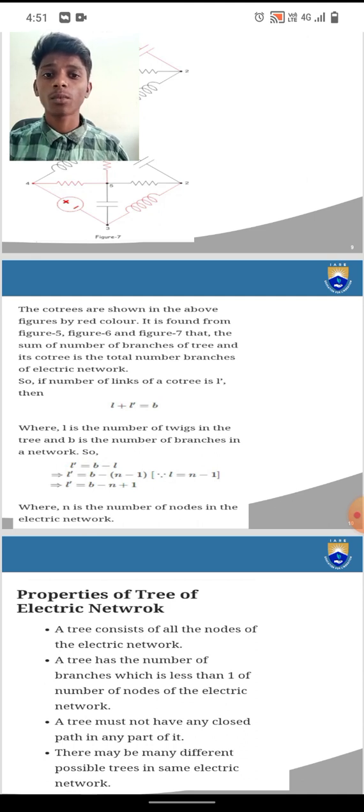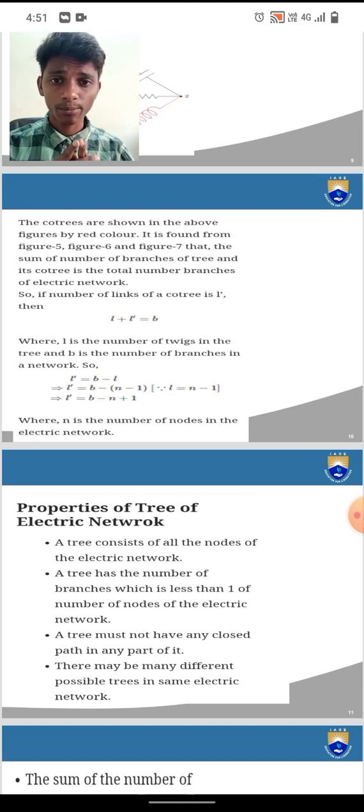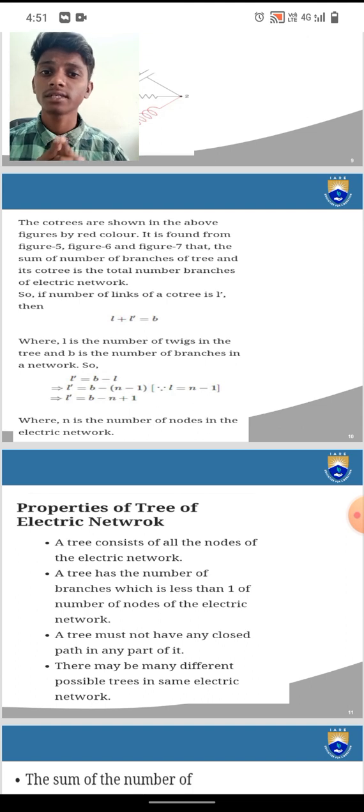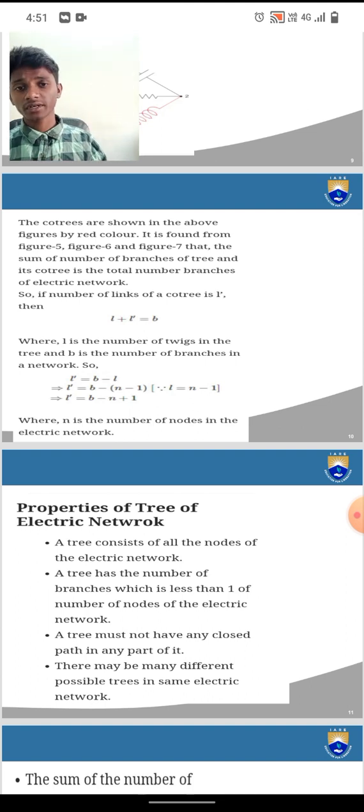The sum of the number of branches of the tree and its co-tree is the total number of branches of the electric network. So if the number of links in the co-tree is L dash, then L plus L dash is equal to B, where L is the number of twigs in the tree and B is the number of branches in the network. So L dash is equal to B minus L, and L dash is equal to B minus (N minus 1), so L dash is equal to B minus N plus 1.